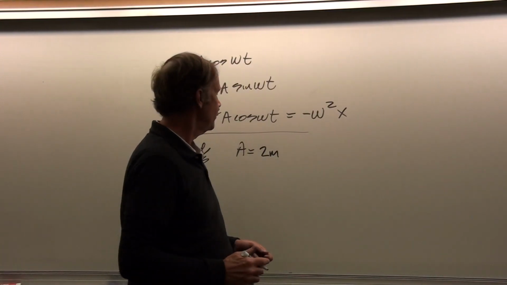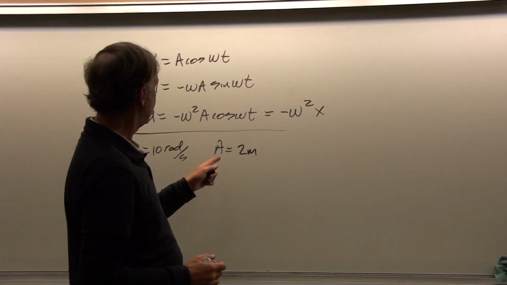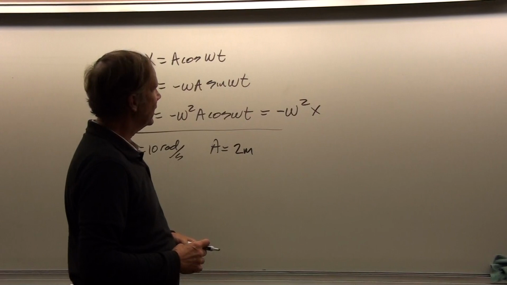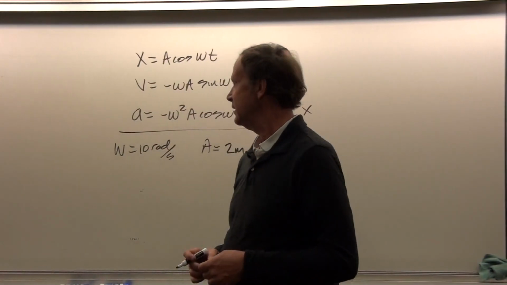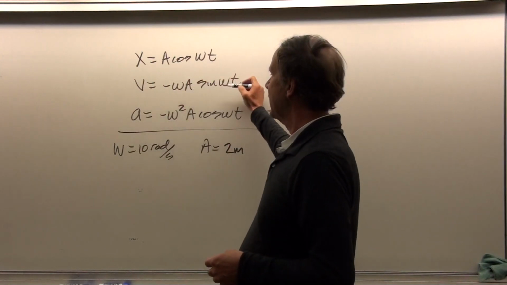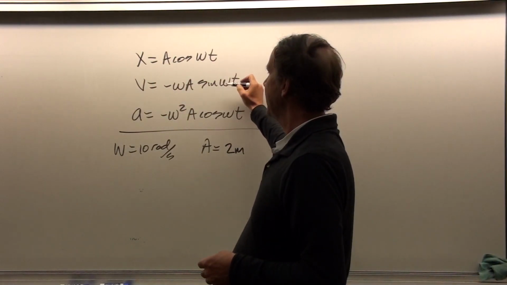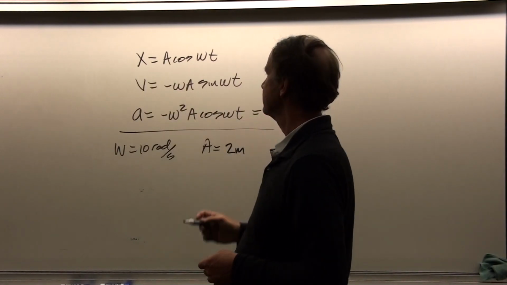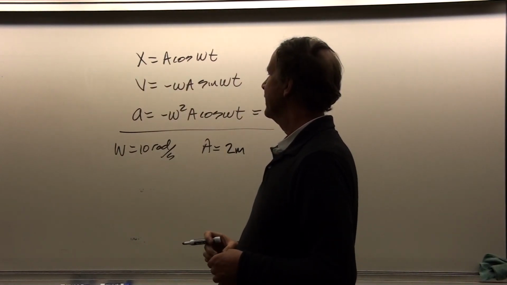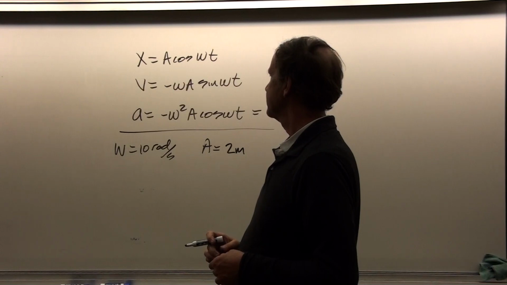All right, so with our knowledge then of how omega and A can relate to each other, we can now figure out the maximum velocity and also the velocity as a function of time and the acceleration as a function of time for a system that is experiencing simple harmonic motion.